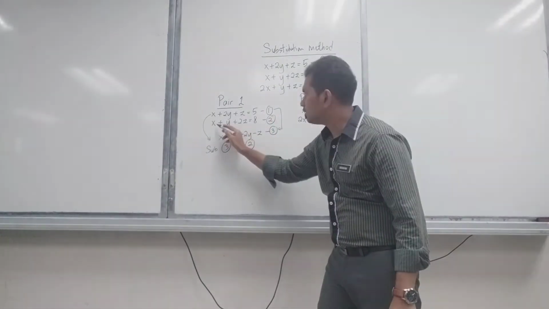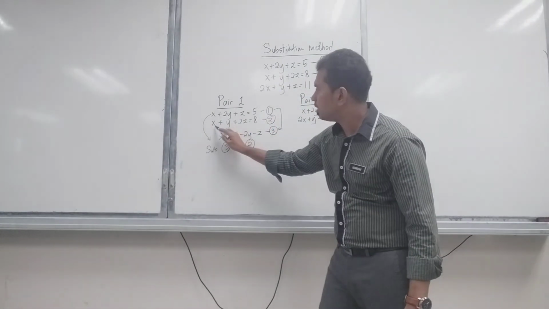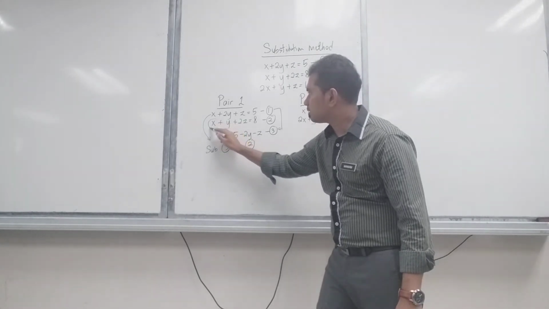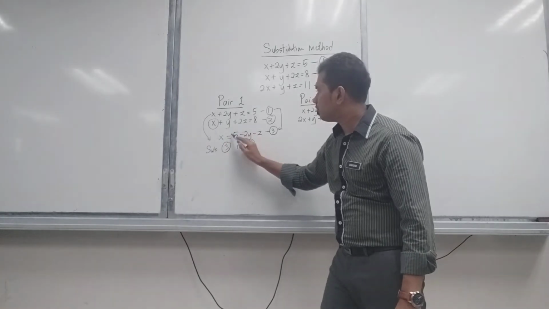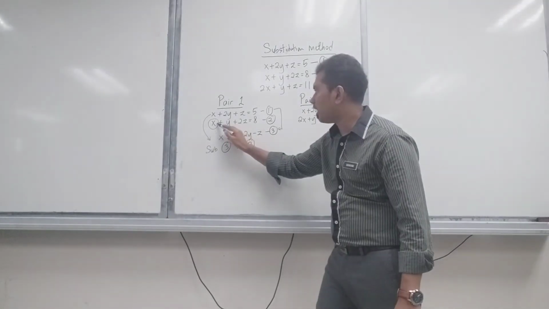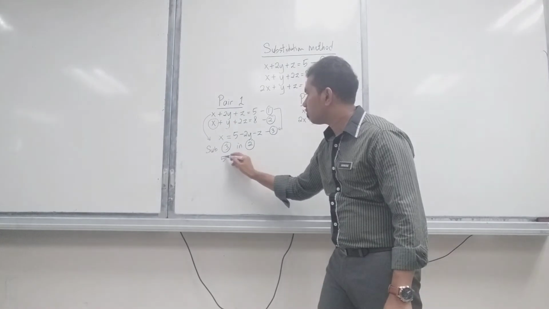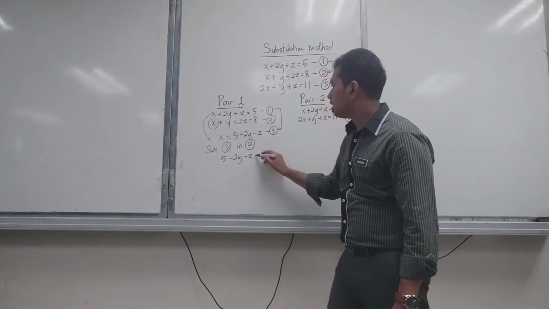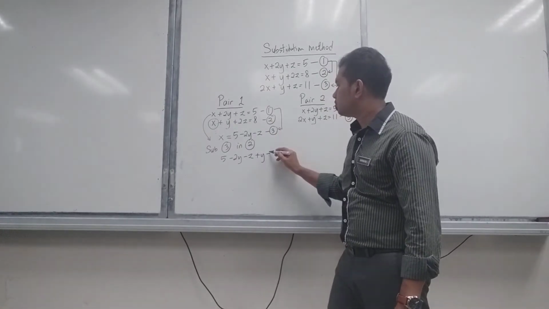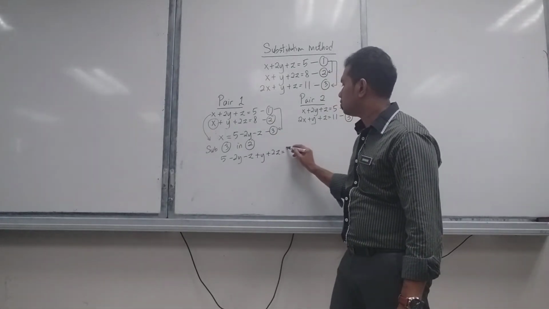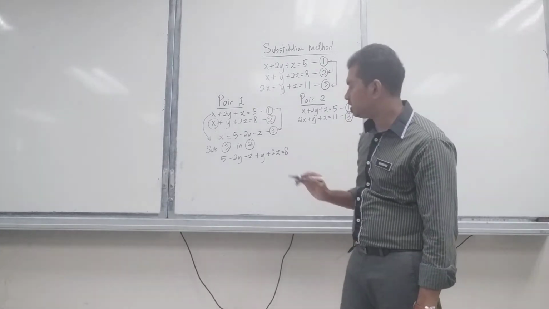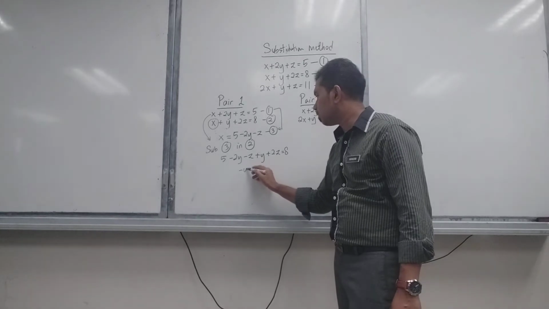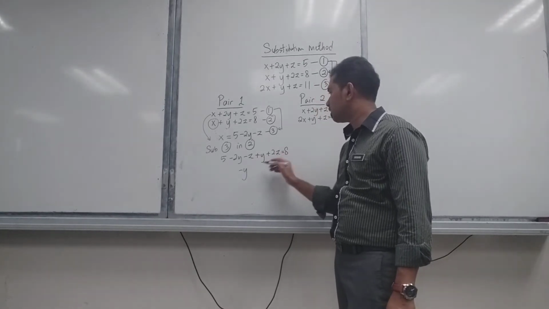That means the second equation has x. So now, the x you don't need to write. In place of x, you write 5 minus 2y minus z. So you write here 5 minus 2y minus z plus y plus 2z equals 8. Okay, you simplify this. Minus 2y plus y is going to be negative y. Negative z plus 2z is going to be plus z.